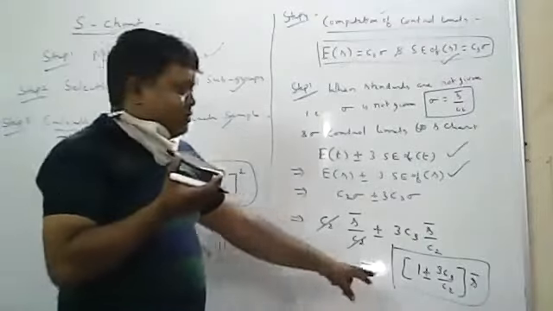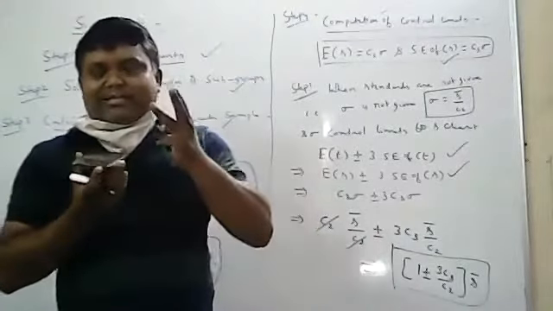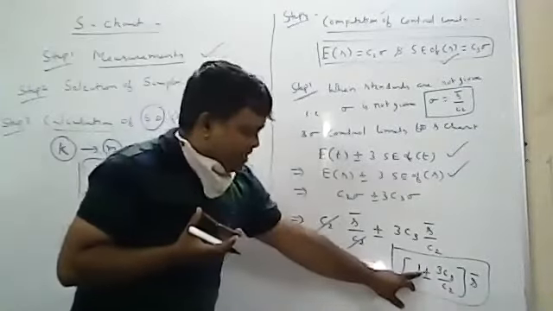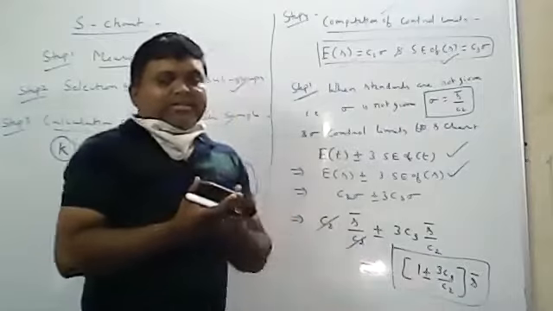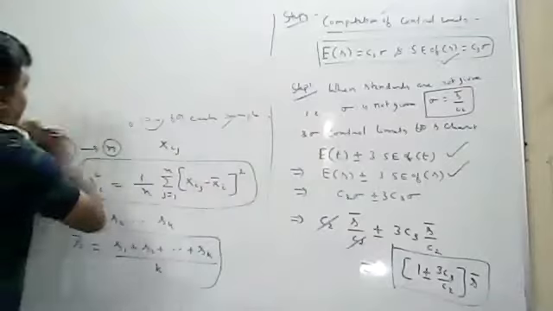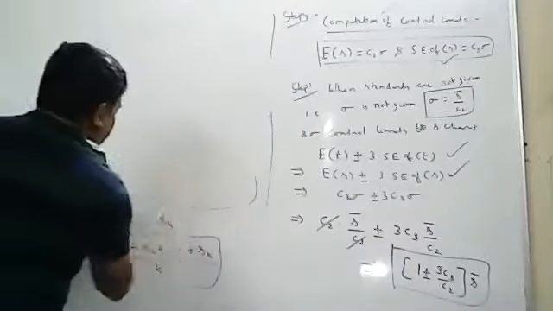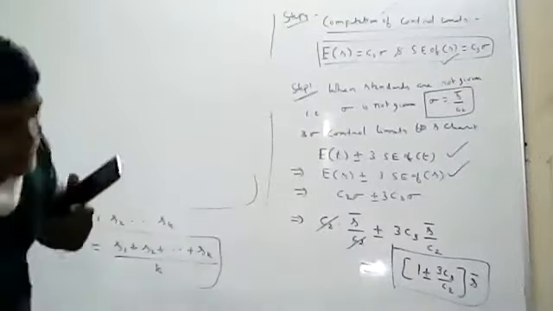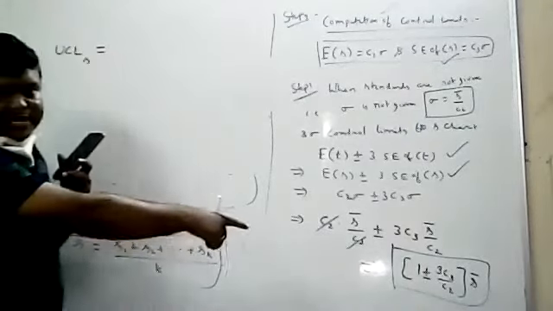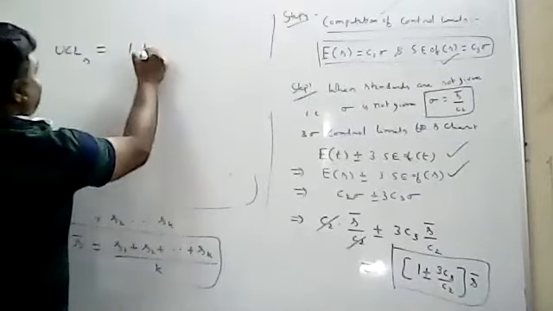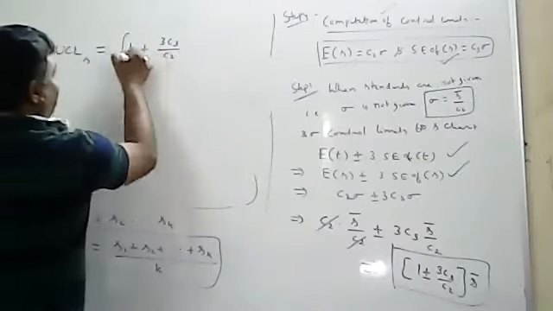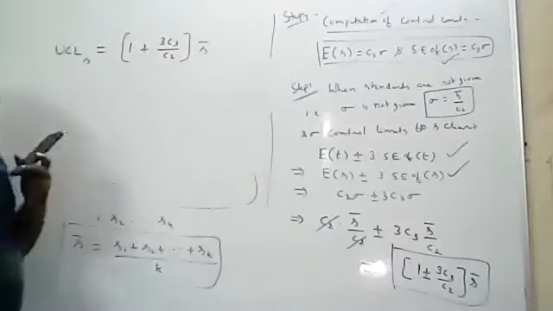I have already told this is the control limits formula. How many control lines will be there? There are 3. First one is UCL, second one is LCL, last one is CL. UCL takes the plus sign, LCL takes the minus sign. So UCL for S chart takes the plus sign, and you will get 1 plus 3C3 by C2, into S bar.